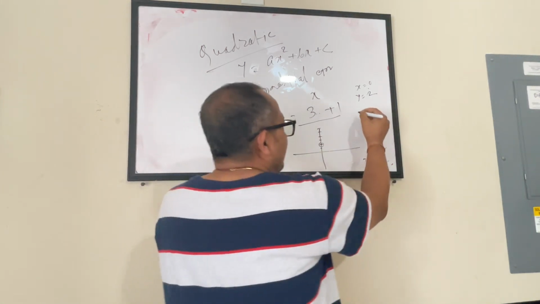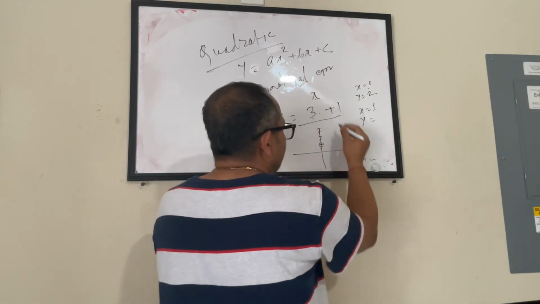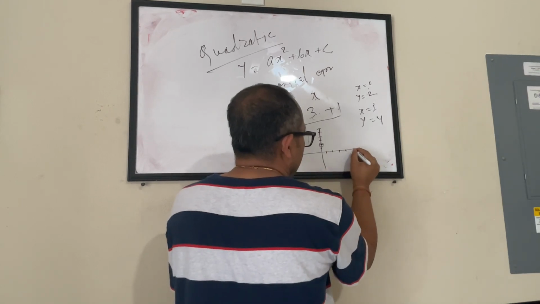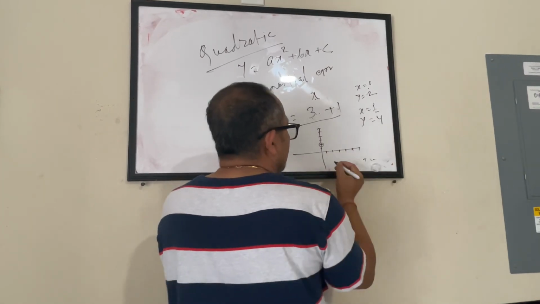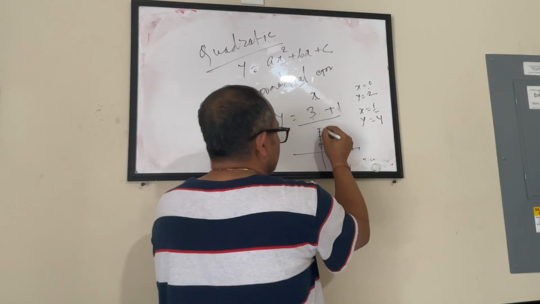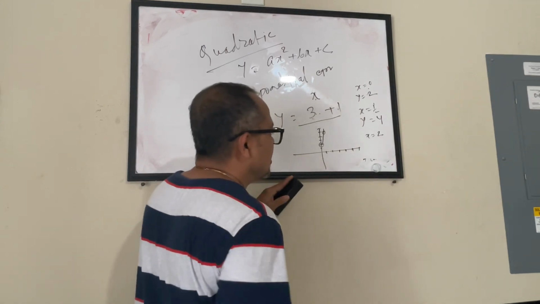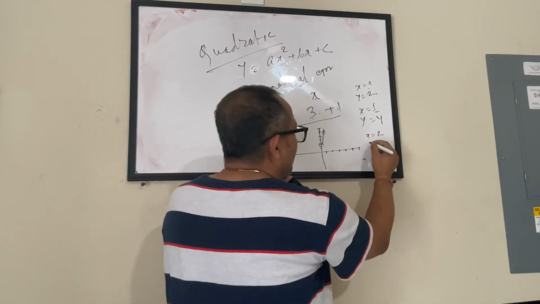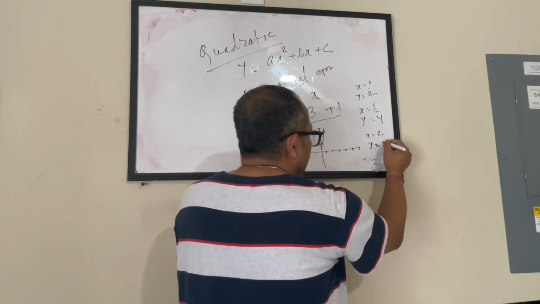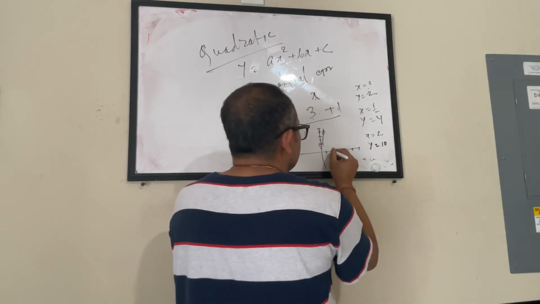Now when x equals 1, what is my value of y? y will be 3 to the power 1, that is 3, plus 1. So y will be equal to 4. So when x equals 1, y equals 4, let's say it's here. Now let's say x equals 2, what happens? When x equals 2, y will be equal to 3 to the power 2, that is 9, plus 1, 10.